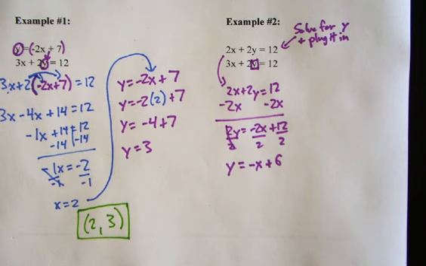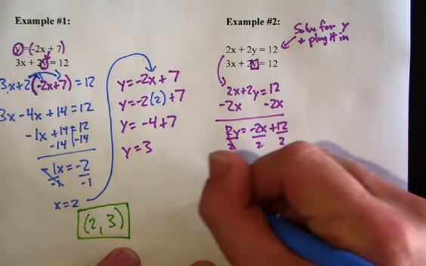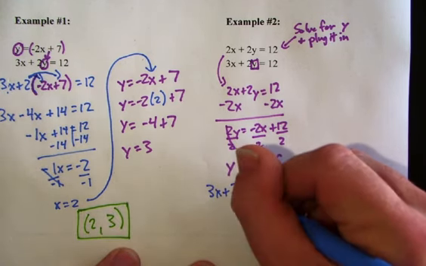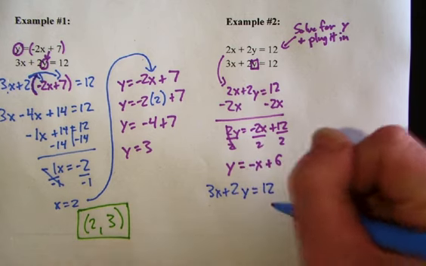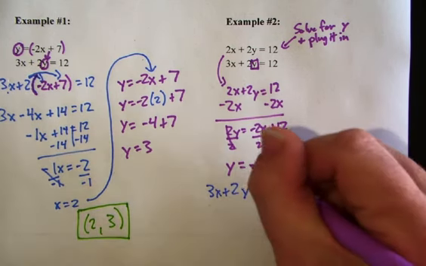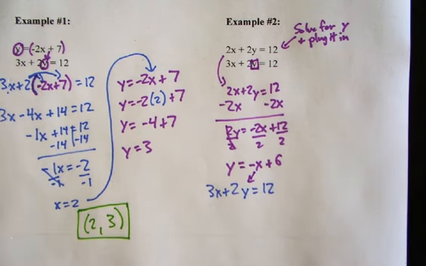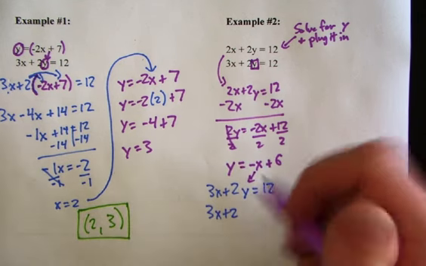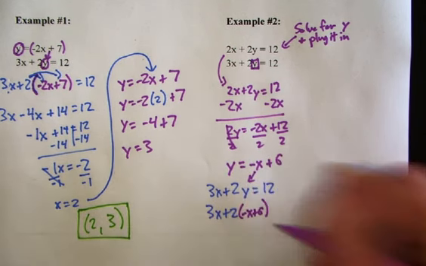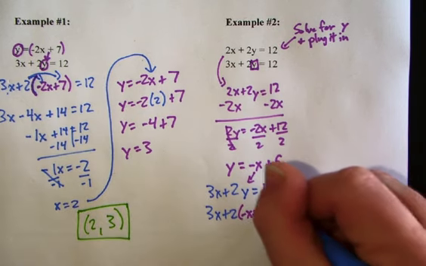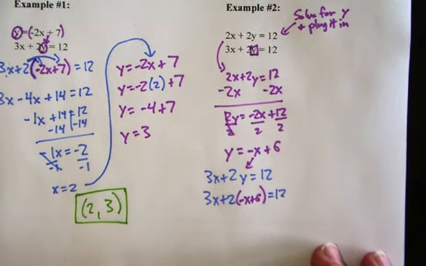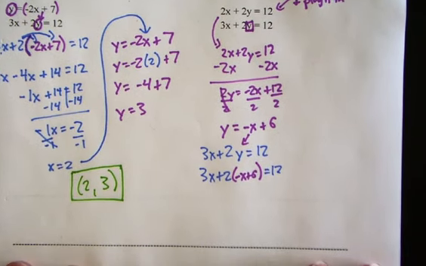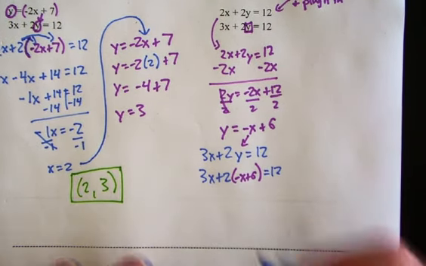So I'm going to take the second equation, 3x plus 2y equals 12, and I'm going to plug this in here. So 3x plus 2 times the quantity negative x plus 6 equals 12. Sorry about the color thing. I wasn't going to use color, then I realized this is really going to help you see this a little bit more clearly, especially if you're not here in class when I'm doing this. So let's go ahead and solve.